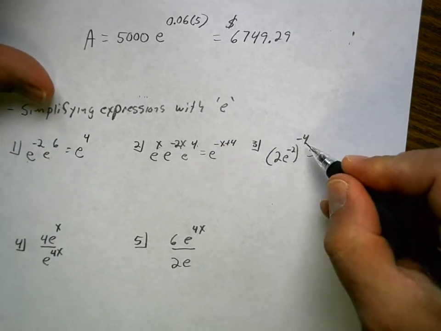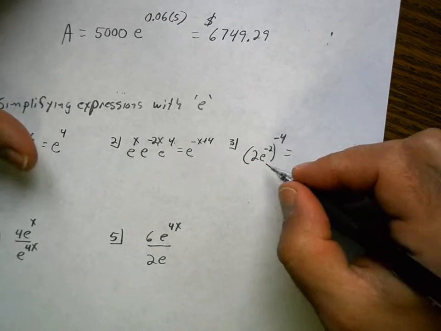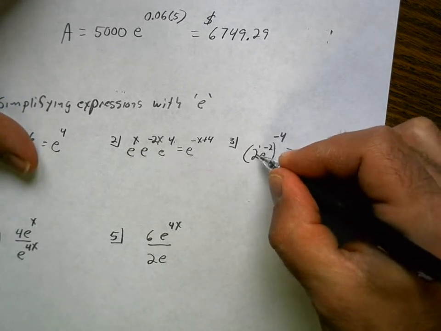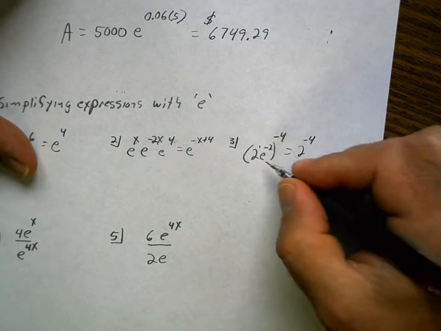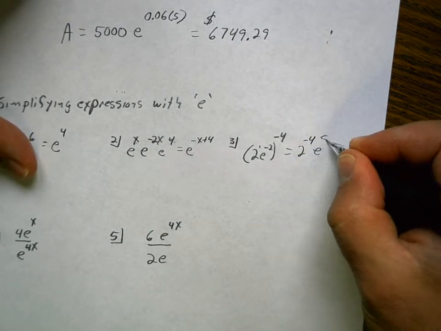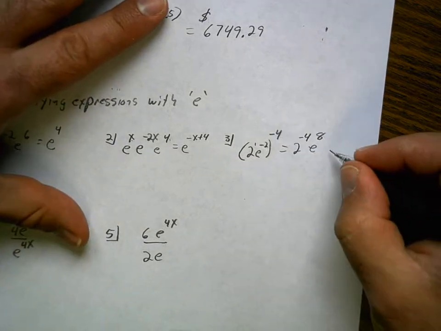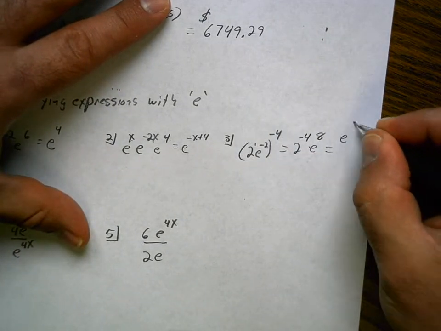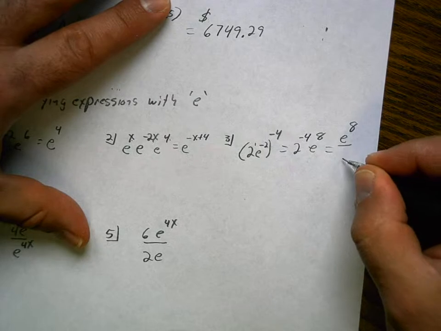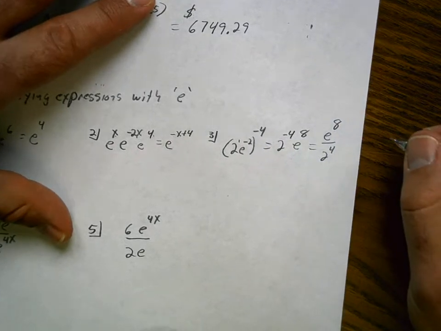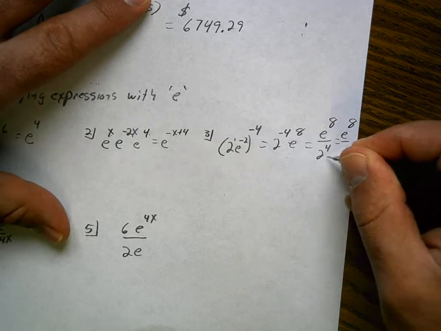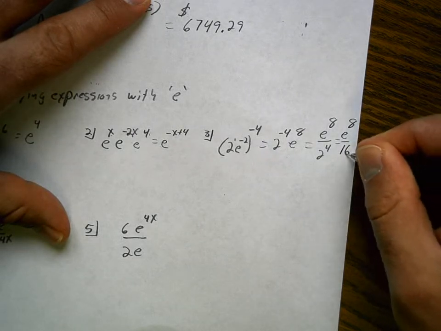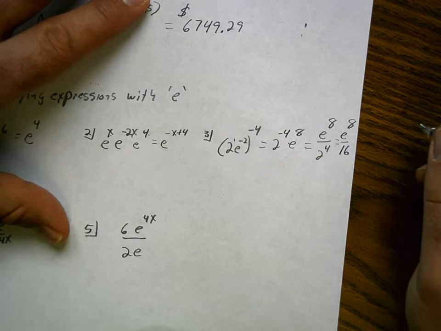Okay. Power to a power, we have to multiply, right? This is 2 to the 1 to the negative 4, which would be 2 to the negative 4. This would be e to the positive 8, multiplying. So then I can put e to the 8 in the numerator, 2 to the 4 in the denominator. If I want to go further, I can write it as e to the 8 over 2 to the 4th, which is 16.